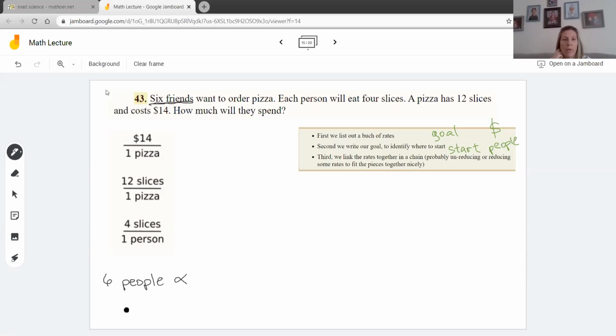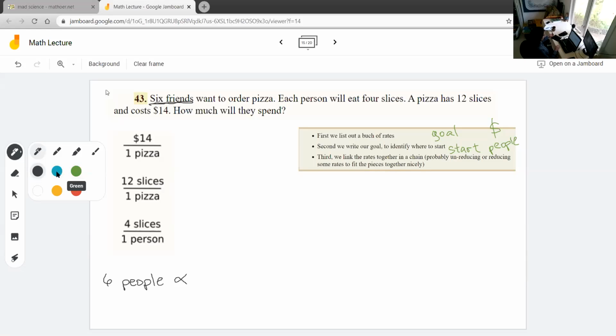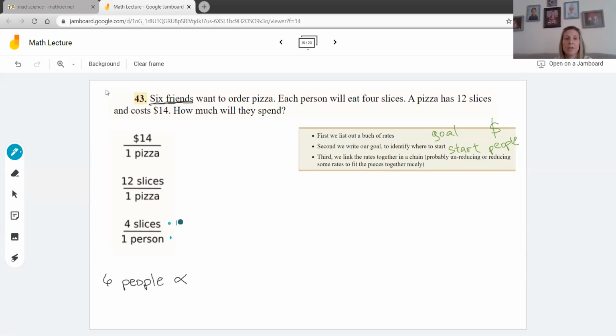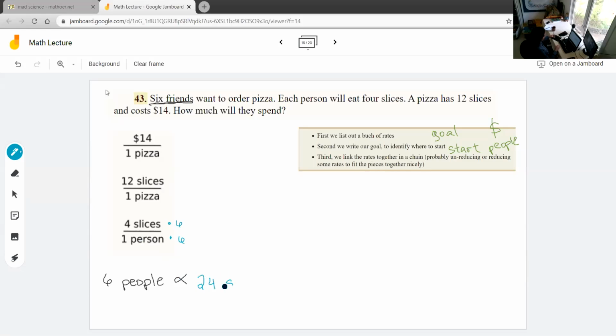Would you multiply by 4? Almost. What am I multiplying by here? Well, multiply by 6. I multiply by 6, right? So we're getting 24 slices. Okay, we've used that one.